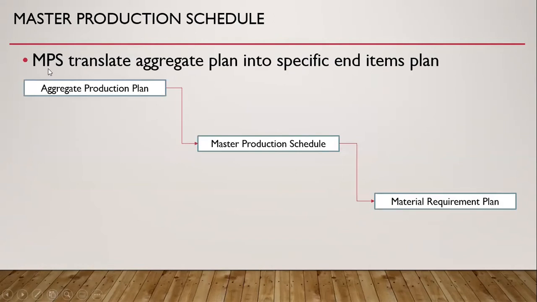So master production schedule translates aggregate plan into specific end items. So this is the aggregate production plan. There is my separate lecture on aggregate production plan, and the MPS or master production schedule translates this aggregate production plan into specific end items, and the output of MPS is used in formulation of material requirement plan. I have a separate lecture on material requirement plan.